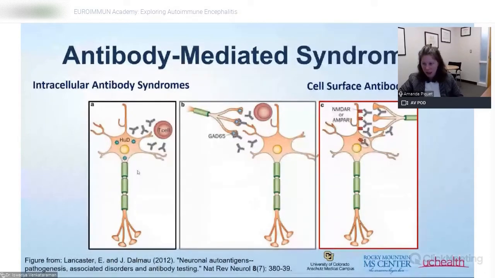Now in panel C, or in the red box, you can see that this is your classic cell surface antibody syndrome, such as NMDA receptor encephalitis. Here you have the antigen target, or the antibodies targeting an antigen on the cell surface receptor, causing receptor dysfunction. In panel B, or in gray, a little less common are your intracellular synaptic syndromes, for example, with GAD65.